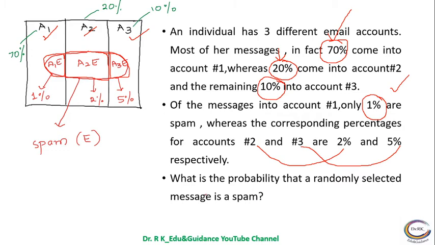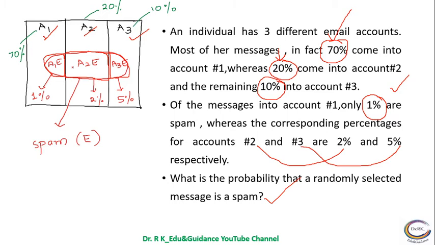Now we want to find out what is the probability that a randomly selected message is spam. We had the information about the percentage of mails coming to the first account, second account, and third account, and we know the percentage of mails that are spam related to each account.